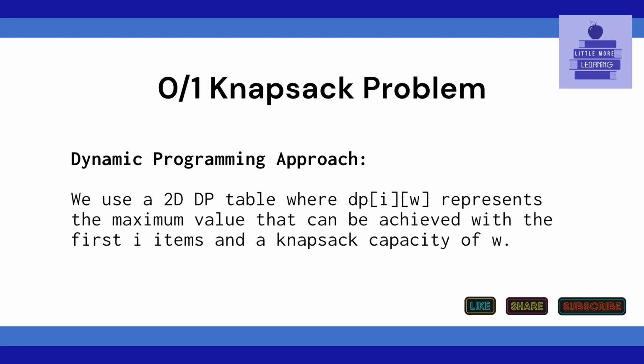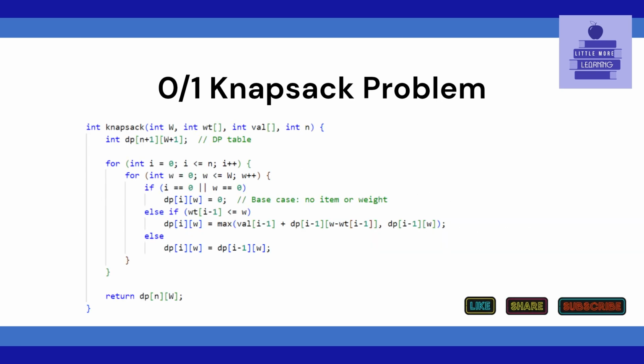The dynamic programming approach to be followed is that we use a 2D DP table where dp[i][W] represents the maximum value that can be achieved with the first i items and a knapsack capacity of W. In this C++ code, dp[i][W] considers whether to include the ith item or not. The goal is to maximize the value within the weight limit.